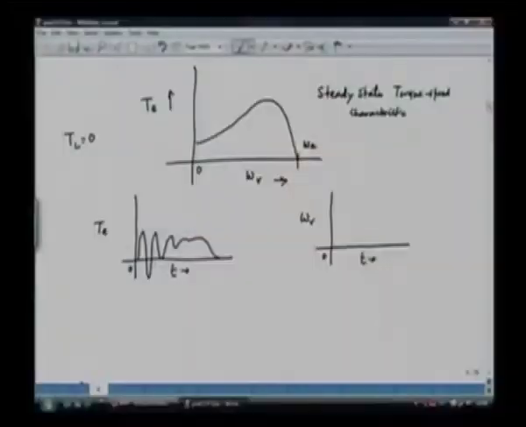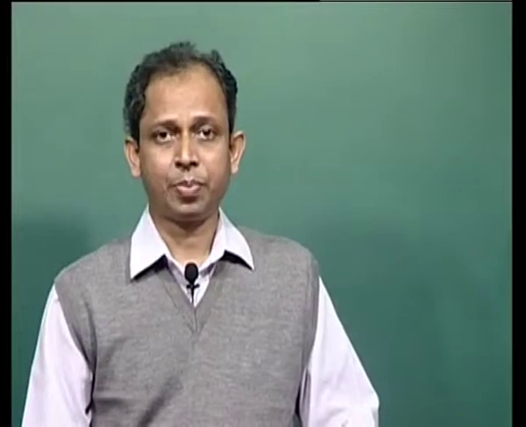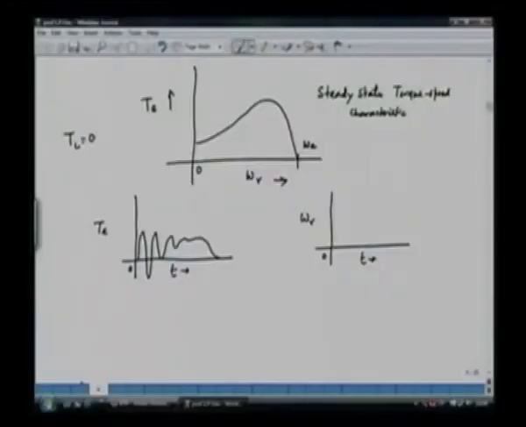So when we simulate the machine under free acceleration condition, there will be torque oscillations initially, then finally it settles down to the final speed where the torque is equal to 0. In the steady state, it operates under no load condition. What about the speed? The speed gradually increases and finally reaches the steady state value here. And if we plot the torque speed characteristic under free acceleration condition, it is something like this.